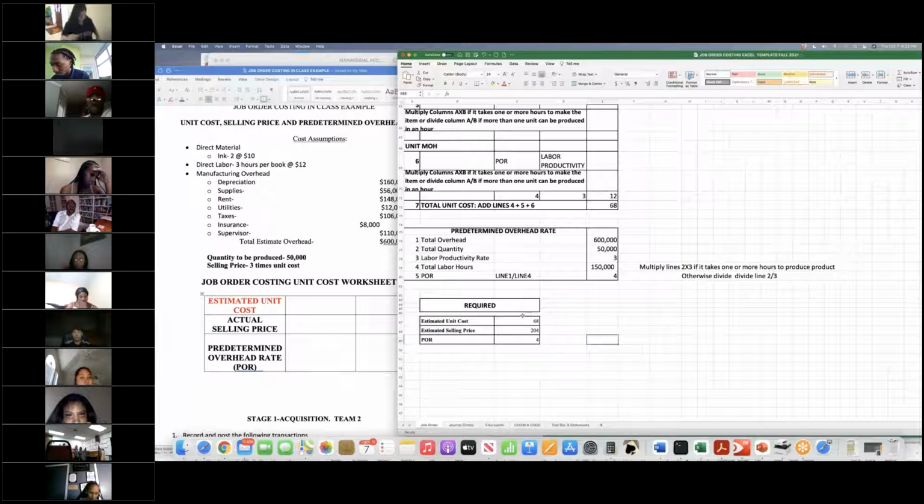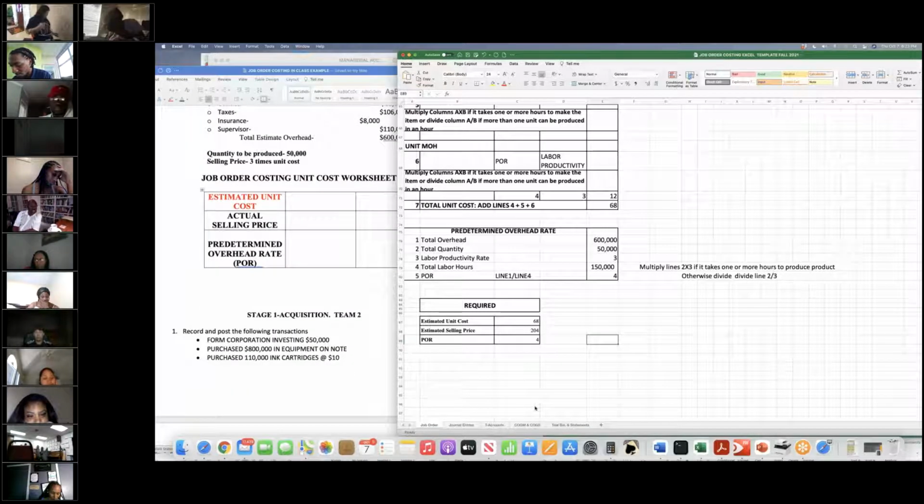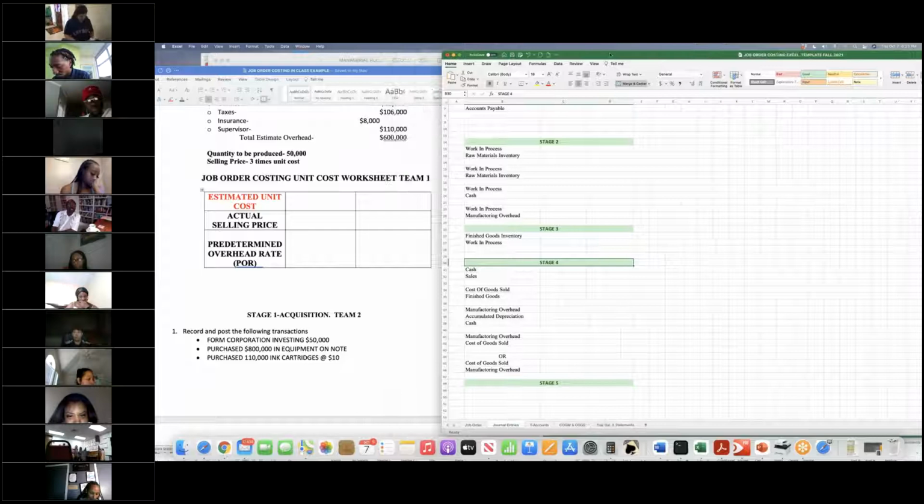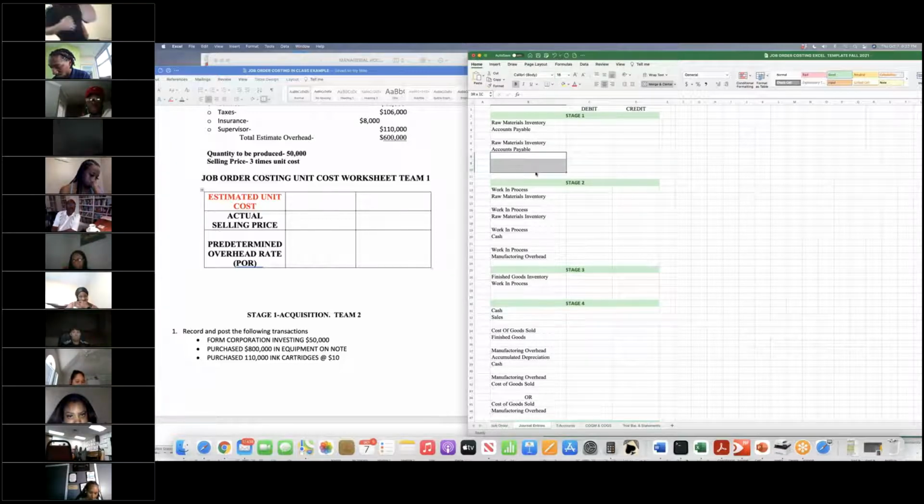Okay, now we're ready to make journal entries. So in the acquisition, as we make these journal entries, we'll go to the journal entry template. Most times in stage 1, we're recording the acquisition of raw materials, but any other types of costs, we will put those in there also.